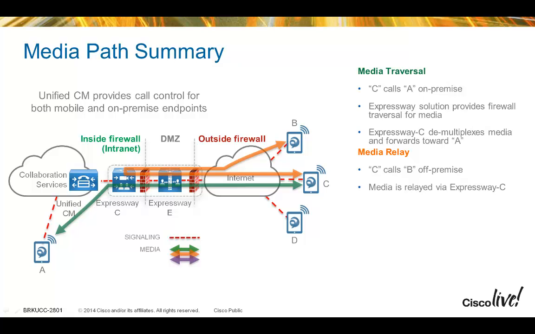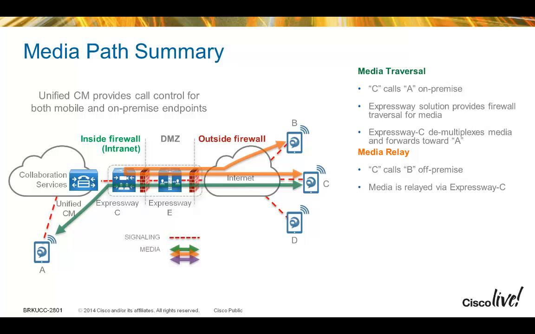All right, media paths. Signaling and media is coupled through the Expressway. We've got two paths on here, the green and the orange. B2C, two Jabber clients, again all SRTP, B2C, hairpin through the Expressway C.